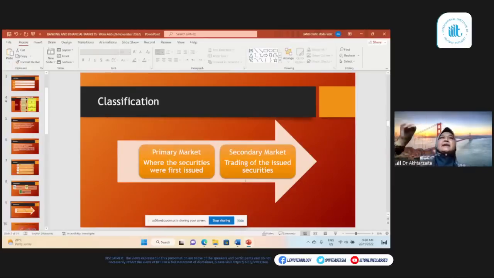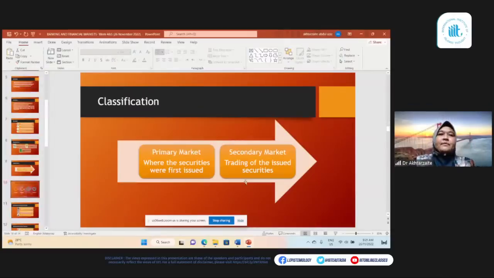The secondary market consists of other investors who are waiting to buy the shares. For example, if the shares are listed on Bursa, then we know the price of the shares. It can move up or down. That is the trading of the issued securities. So we have primary market and secondary market, and that is how the capital market gives an avenue for liquidity management and also diversification of risk.